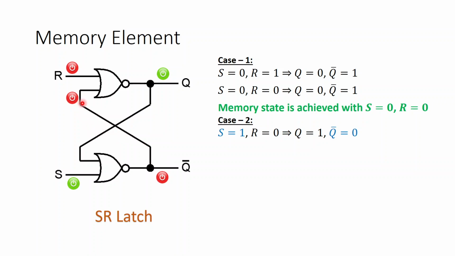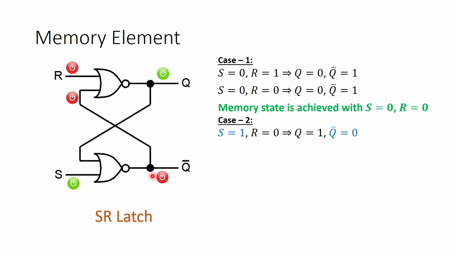Now if we give S equals to 0, R equals to 0, will the output change? We are trying to make S equals to 0, R equals to 0 a memory state. So the condition should be that when we give S equals to 0, R equals to 0, starting from this particular output set, the output should not change. Then we can say that S equals to 0, R equals to 0 is the memory state for this particular configuration also.